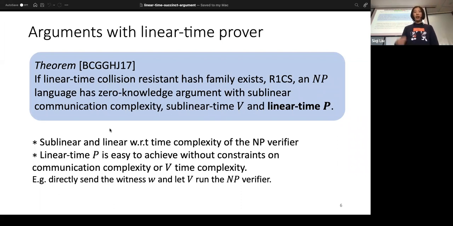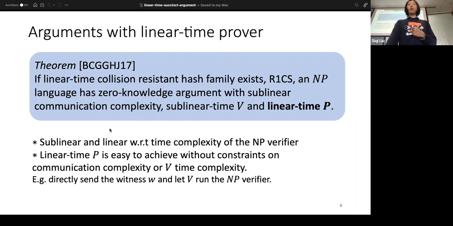It's also easy if we just want linear prover time, because the prover can just send the witness to the verifier and let the verifier do all the work by itself. But that would of course incur linear verifier time. So all I'm saying is that this trade-off is already quite non-trivial to achieve. That's why it's a surprise that you can achieve all these trade-offs between these efficiency measures.